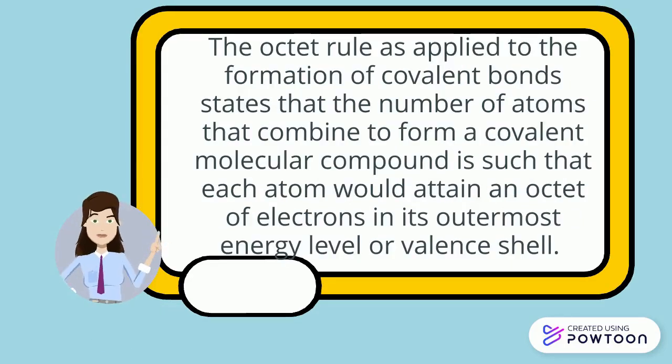The octet rule as applied to the formation of covalent bonds states that the number of atoms that combine to form a covalent molecular compound is such that each atom would attain an octet of electrons in its outermost energy level or valence shell.